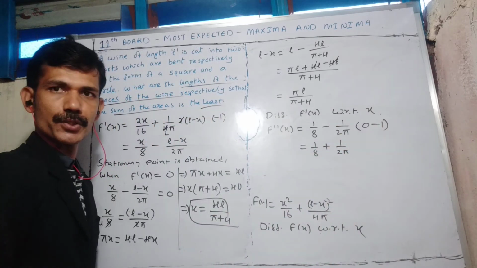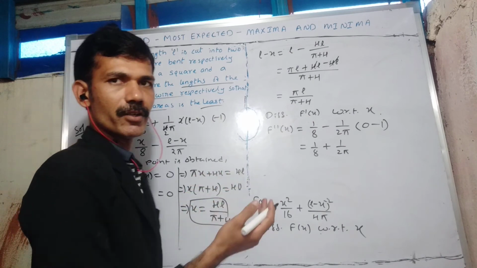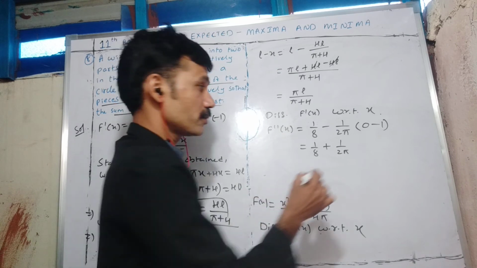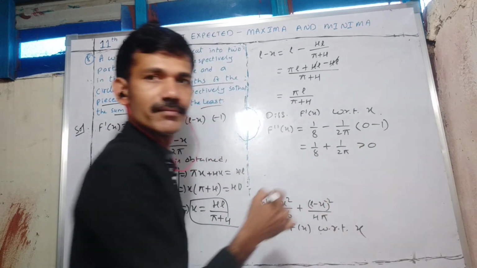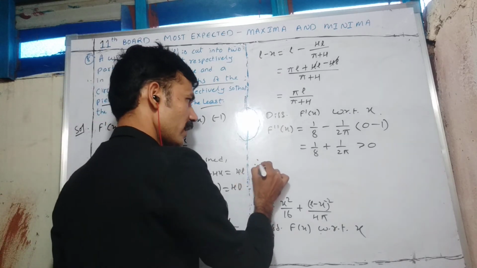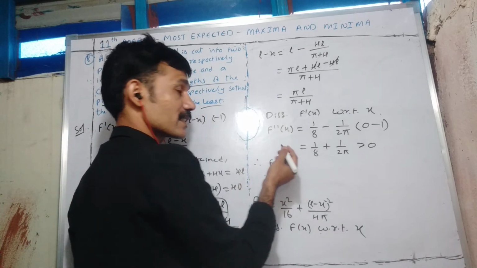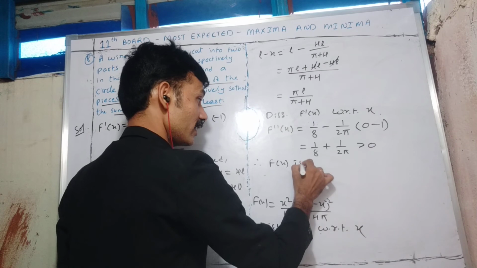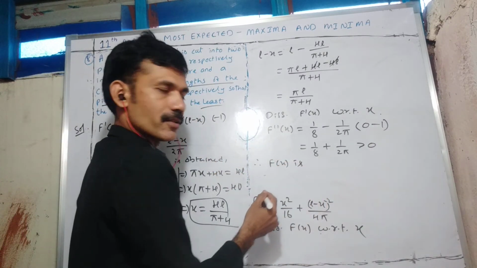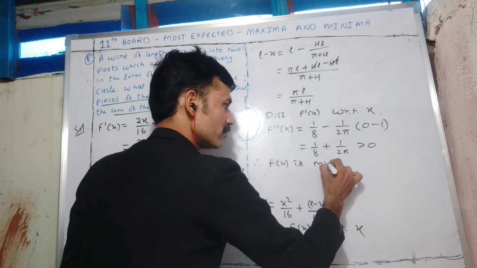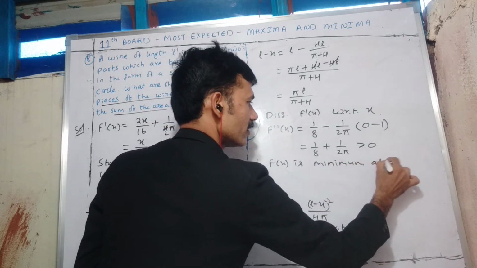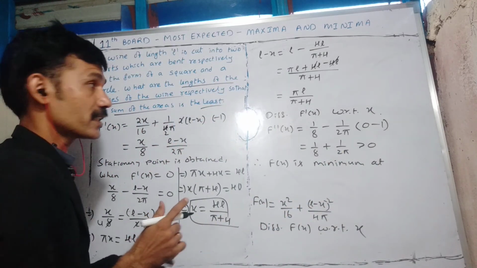So 1 upon 8. This minus into minus it will become plus 1 upon 2π. See, both are positive rational numbers. Sum of positive rational numbers is always positive. So here you will get a positive value, that means greater than 0. If f''(x) is greater than 0, therefore what we will be having? f(x), the sum of the areas, is minimum or least. Sum of the areas is least, or f(x) is minimum or least we can write.